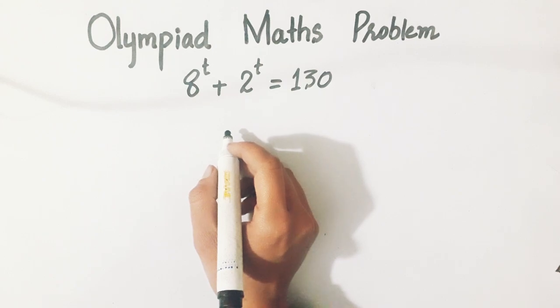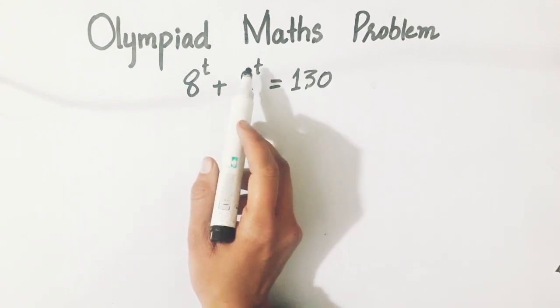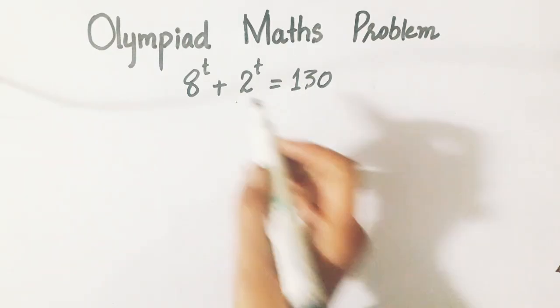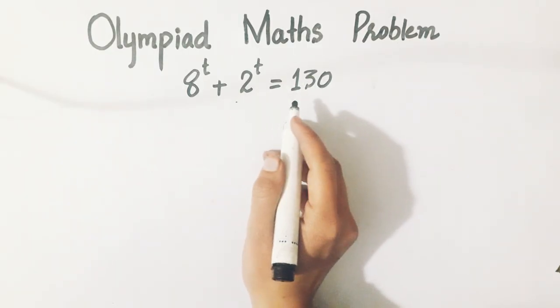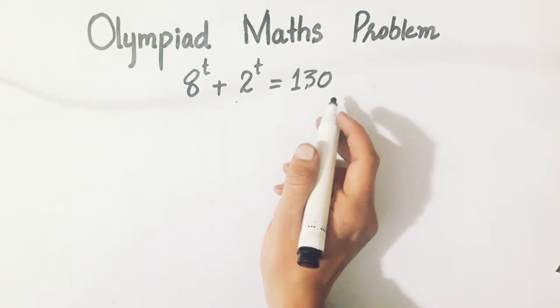Today's Olympiad math problem is 8 raised to power t plus 2 raised to power t equals 130. Many students cannot solve this, but in this video I will show you a quick trick by which you can attempt questions like this.